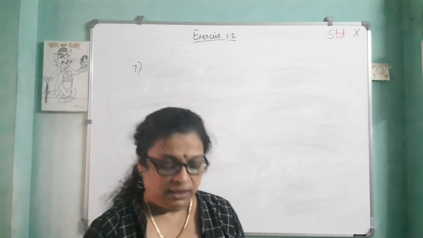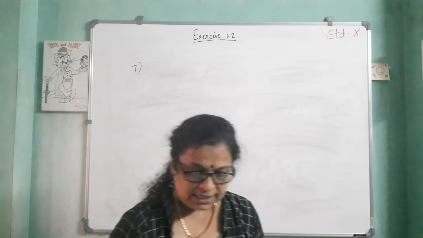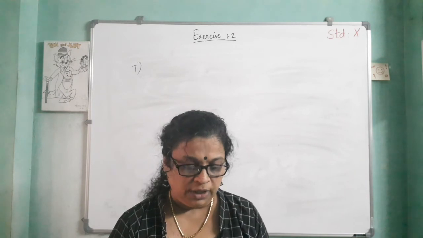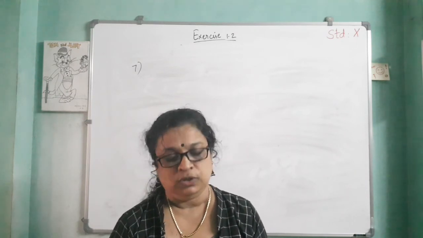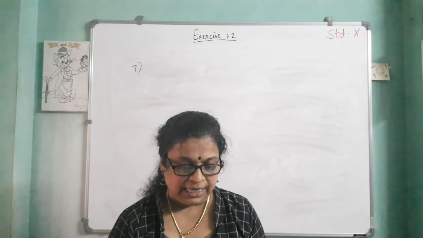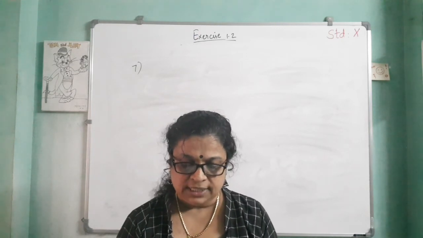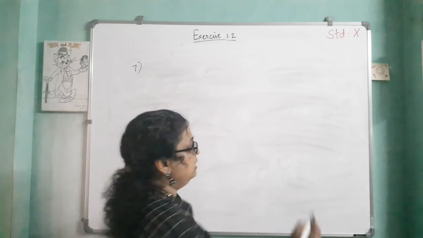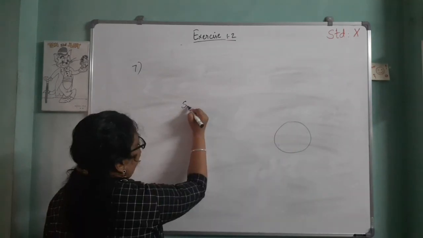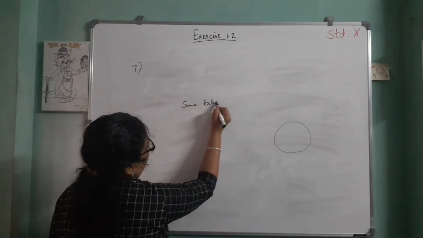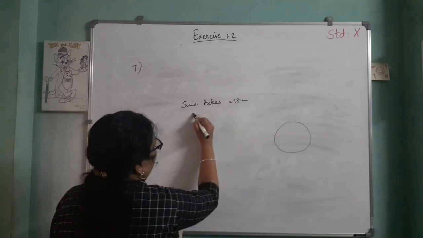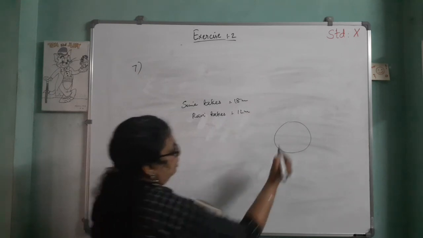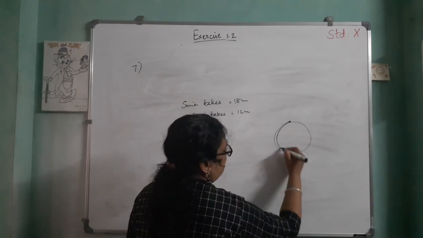Okay. Then the last question of this exercise: there is a circular path around a sports field. Sonia takes 18 minutes to drive one round of the field while Devi takes 12 minutes for the same. Suppose they both start at the same point at the same time and go in the same direction. After how many minutes will they meet again at the starting point? That is, a circular path is there. Sonia takes 18 minutes and Devi takes 12 minutes.